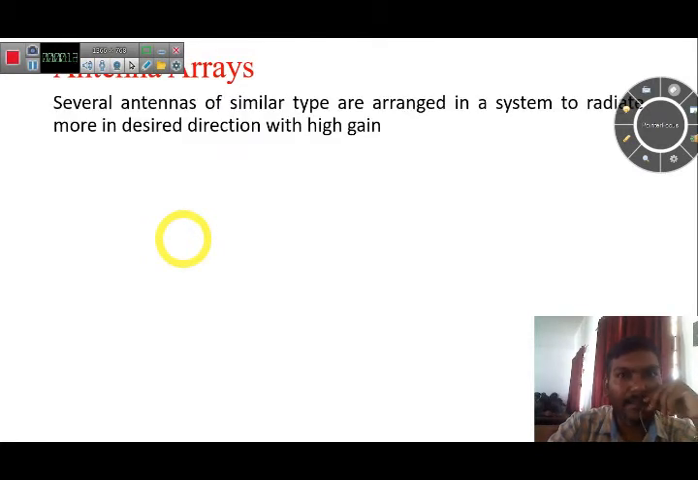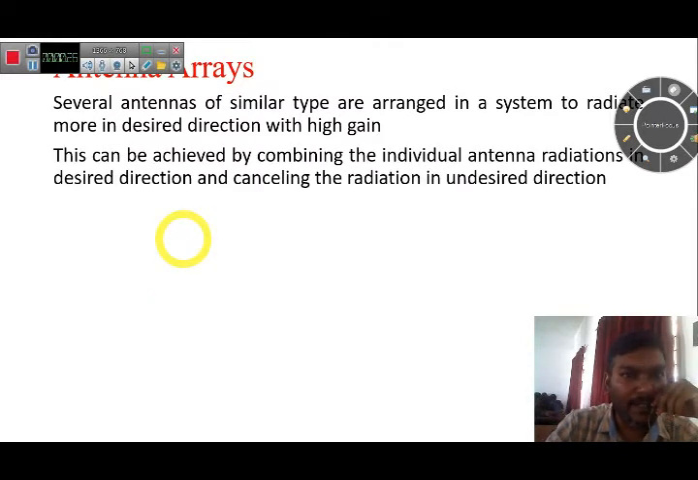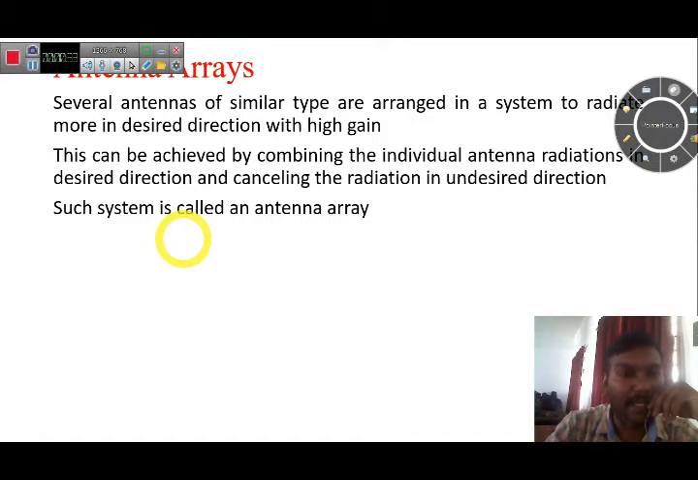Several antennas of a similar type are arranged in a system to radiate more in a desired direction with a high gain. In order to increase the directivity and other antenna characteristics, we are going to combine a number of antennas. Similar types of antennas we are going to group here. This can be achieved by combining individual antennas' radiation in a desired direction and cancelling radiation in undesired directions. That system is called an antenna array.